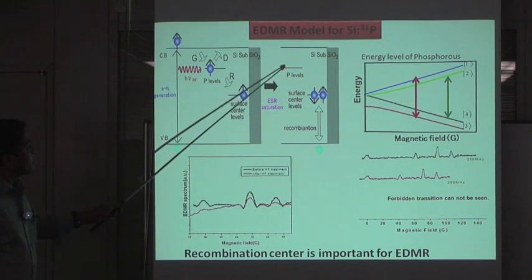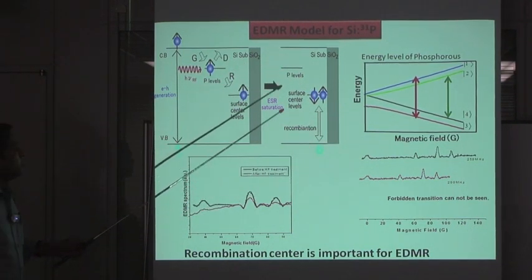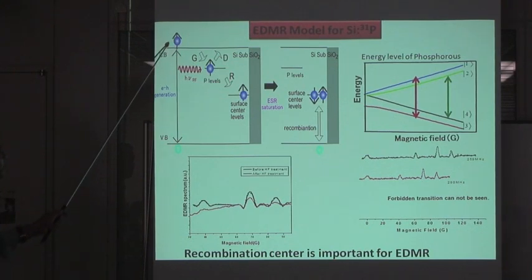The recombination, the electron goes from here to here, and then eventually it will recombine with the hole. So what we see is that the conduction electron has been depleted of one electron here. As a result, the conductivity decreases, and that change in the conductivity you can measure as an EDMR signal.